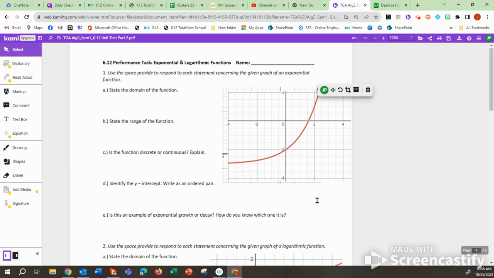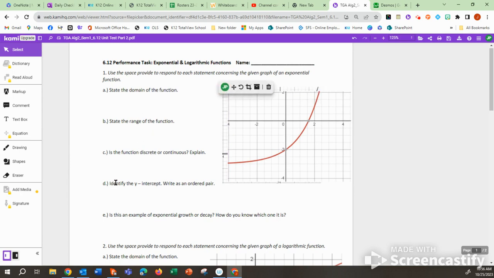If you are in regular Algebra 2, you only have 2 TGAs per semester. So you had a Unit 2 TGA from the first 9 weeks, and this is the Unit 6 TGA from the second 9 weeks, and then you'll have 2 more after Christmas. If you're in honors, you have at least 1 per unit.